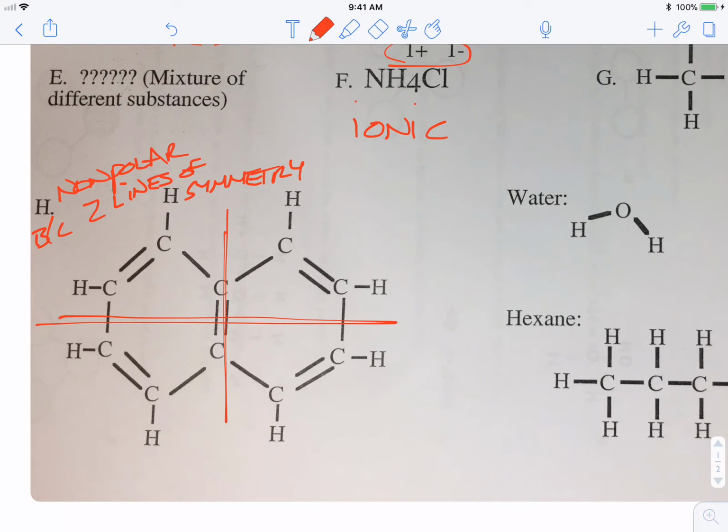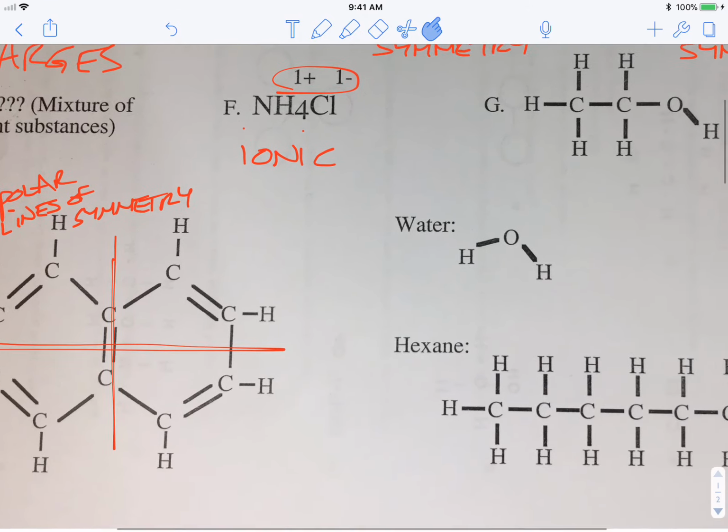Okay, so if we put together what we've done so far, our rule is that if we have at least 2 lines of symmetry, then we're going to say that our molecule is going to be nonpolar. But if we have 1 or 0 lines of symmetry, the molecule therefore will have a pole, and we determine the classification is polar.